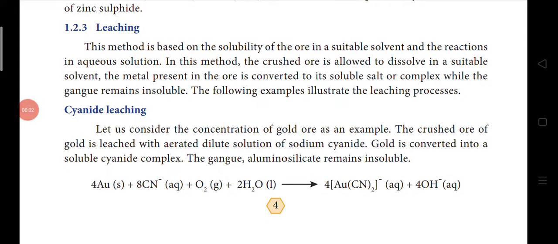Next is leaching. Here the method is based on the solubility of the ore in a suitable solvent and the reactions in aqueous solution. So we use a suitable solvent to carry out this process. In this method the crushed ore is allowed to dissolve in a suitable solvent.